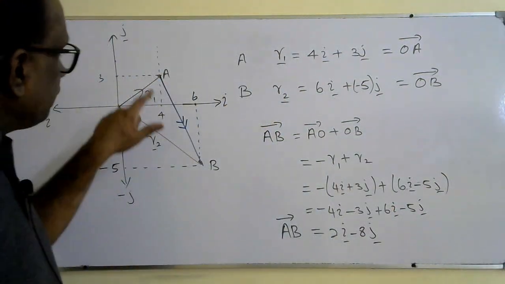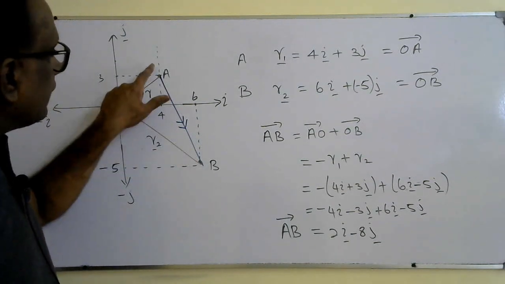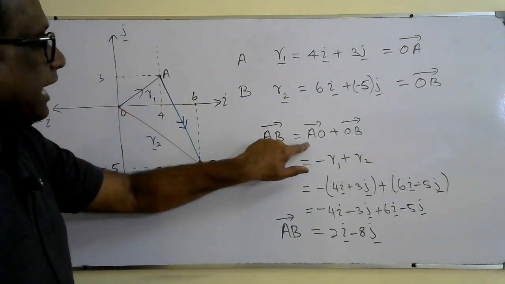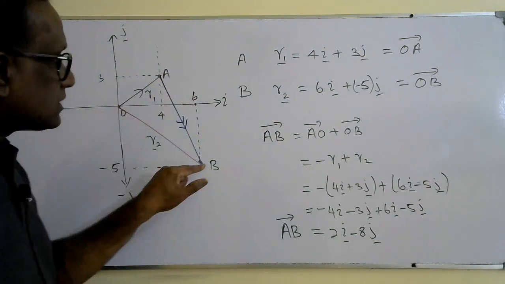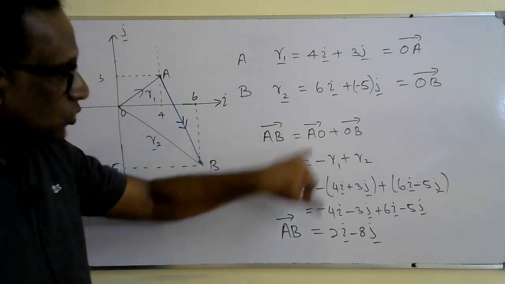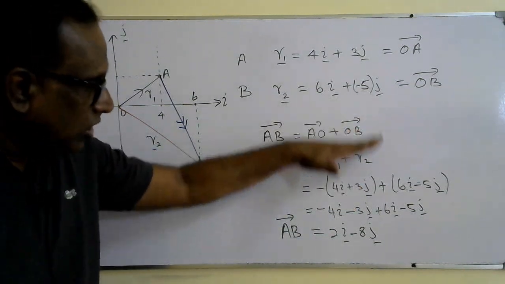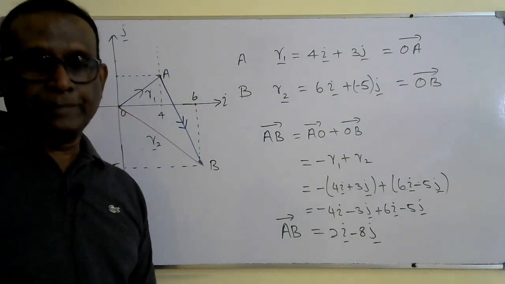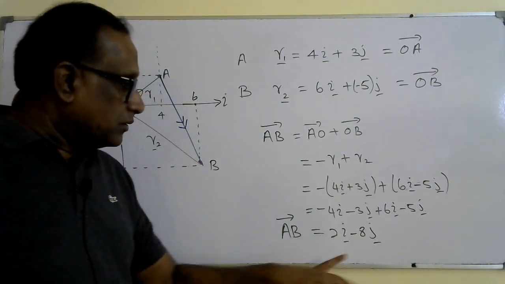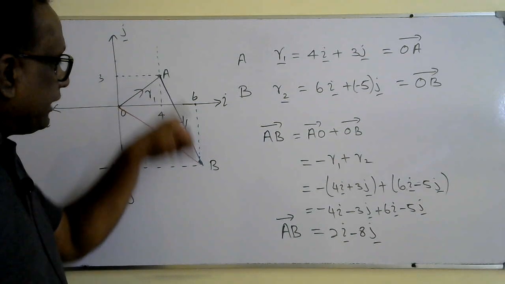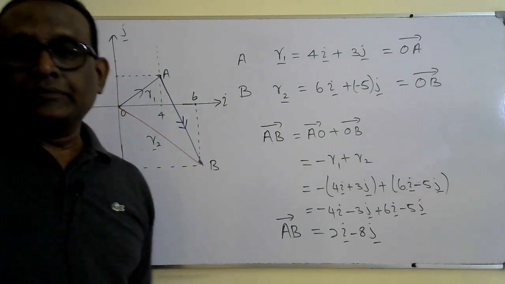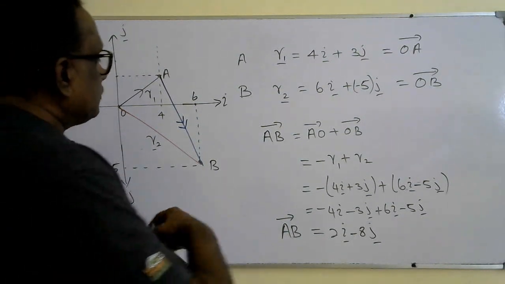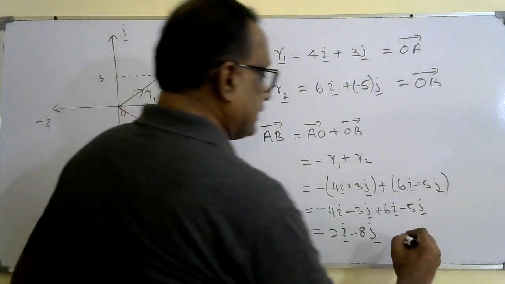So the motion from A to B, the displacement vector AB is given by AO plus OB. AO means minus OA. So minus R1 plus R2. So solve it. You will get the displacement vector 2i minus 8j. Okay, so they might say it moved from point A to point B during a time of 4 seconds. We'll say it takes time to move from A to B. The time taken is 4 seconds.